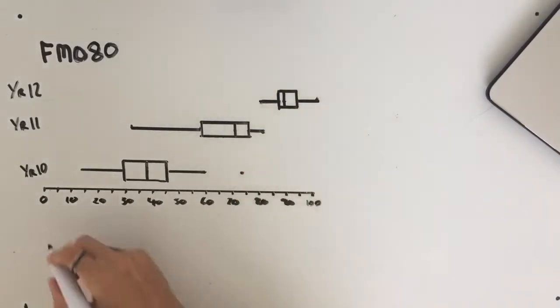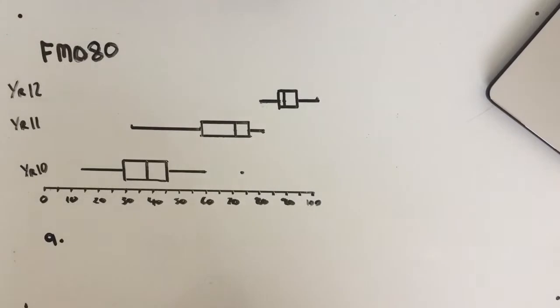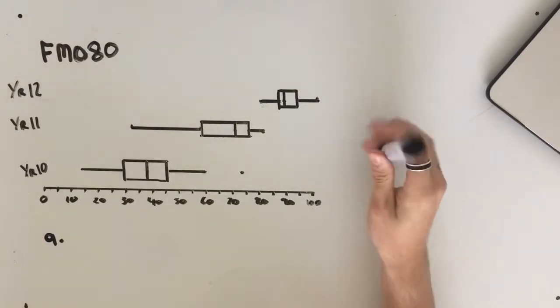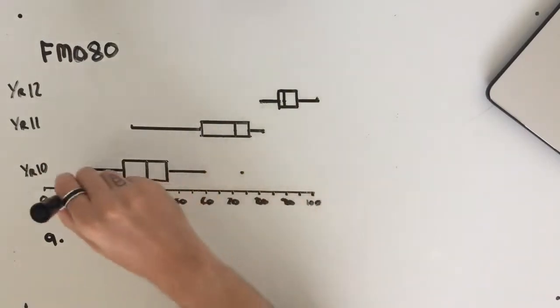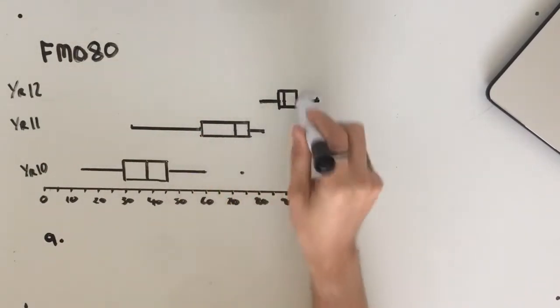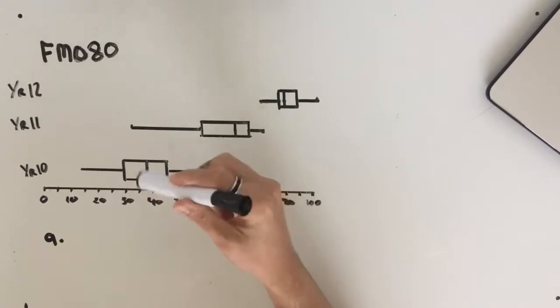So question A asks us to describe the shape of the distribution of stress for Year 10s. So we're looking just at this box plot here. We're disregarding Year 11 and Year 12 at the moment. We just need to describe the shape of Year 10.